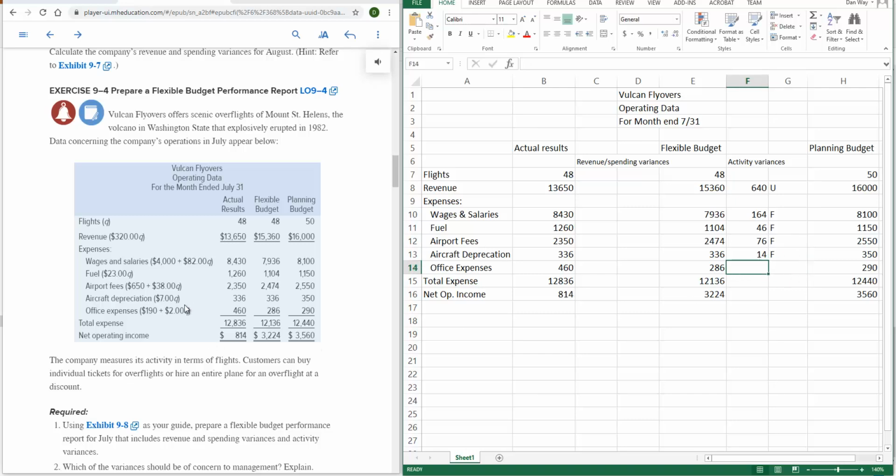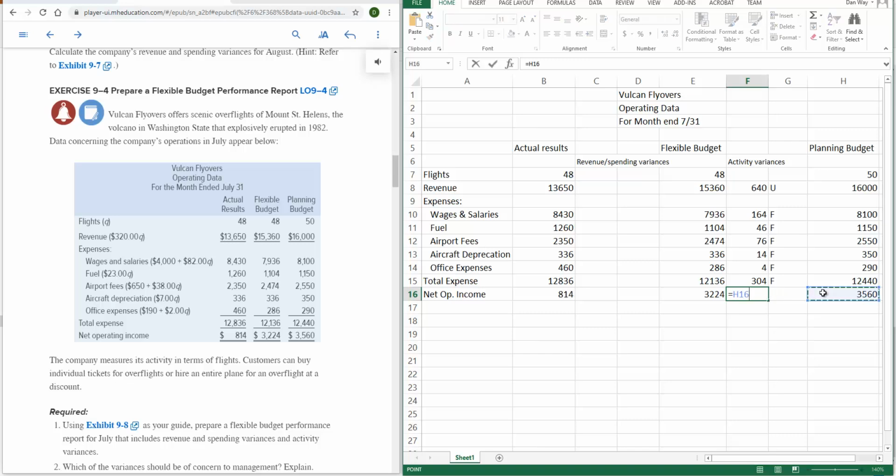Office expense, that looks like a mixed cost, right? A portion that's fixed and a portion that varies. So since some of it varies, that's also going to have an activity variance, $4 favorable. We might as well find a total at the total expense line, $304 favorable.